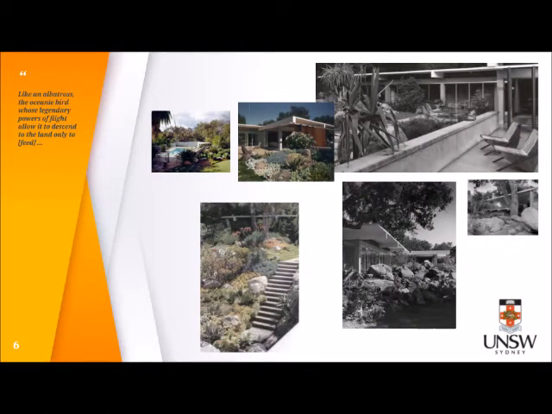Neutra poignantly described the Tremaine House as like an albatross, the oceanic bird whose legendary powers of flight allow it to descend to the land only to feed.